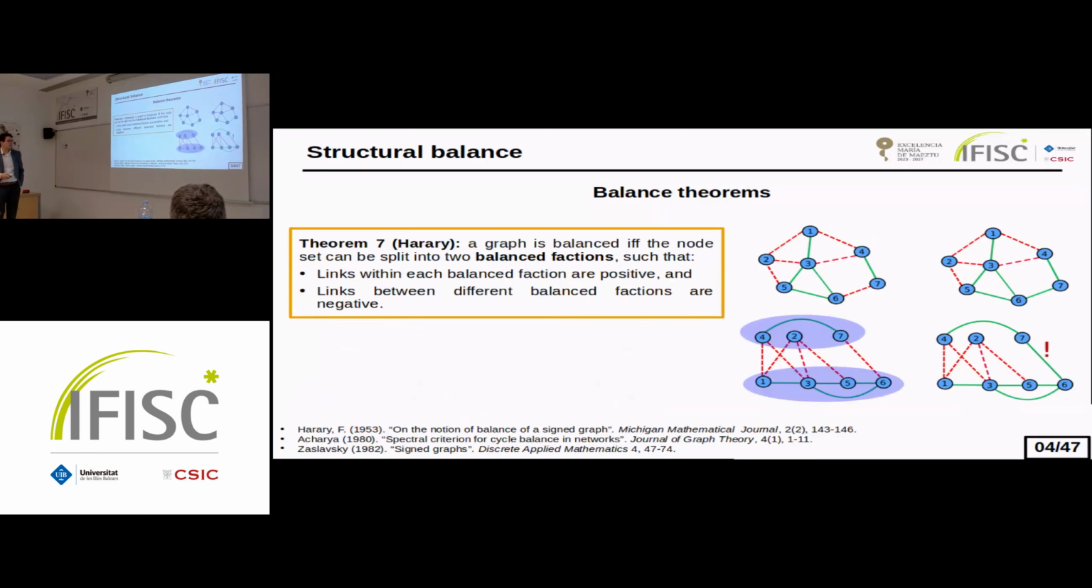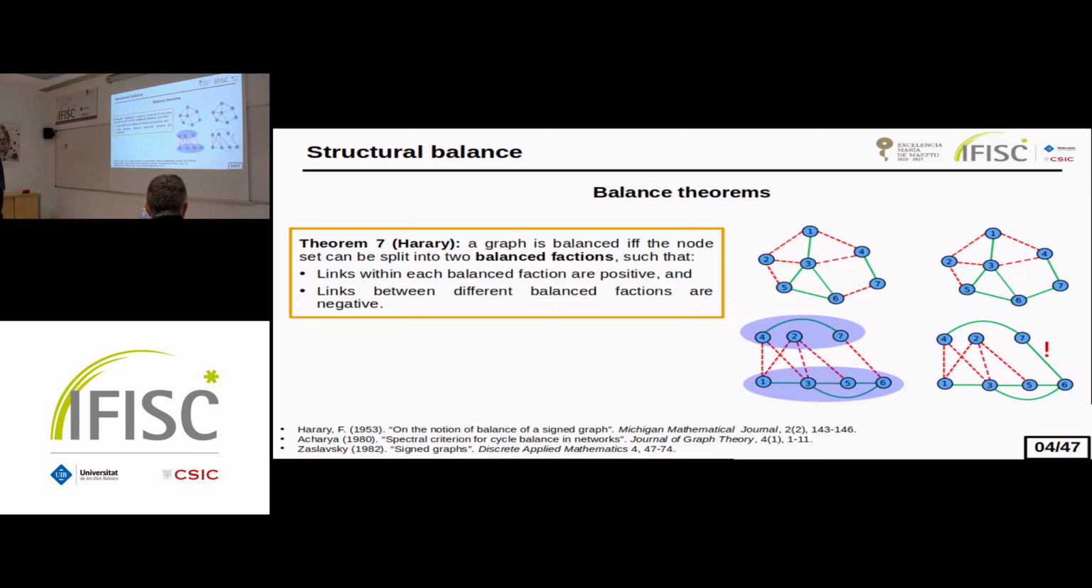The importance of balance is that it has a lot of mathematical consequences captured by the balance theorems. The first, which is Harary's theorem, tells us that when a graph is balanced, we can divide the node set into 2 balanced factions, such that all edges connecting nodes of the same balanced faction are positive, and all edges connecting nodes of different balanced factions are negative.